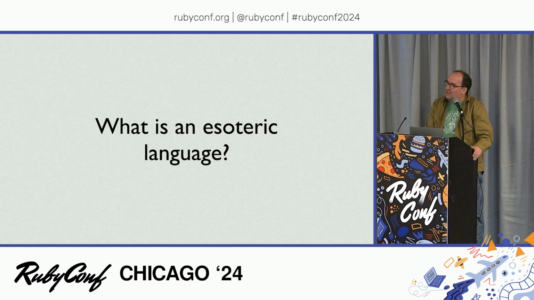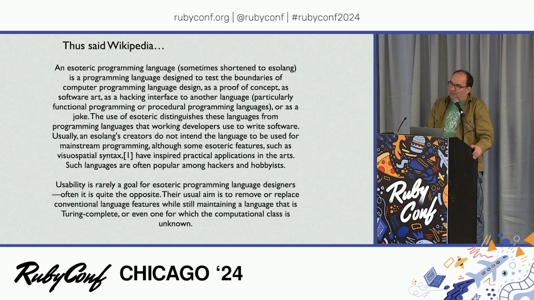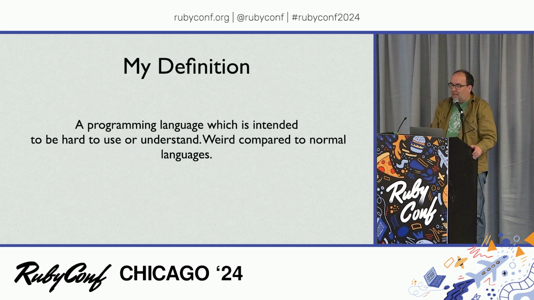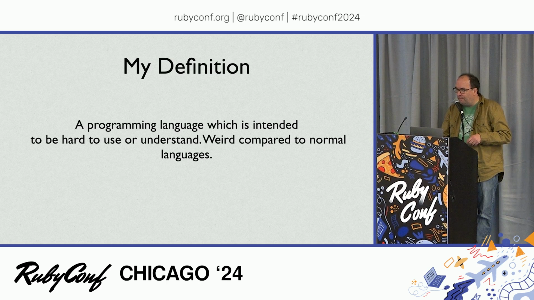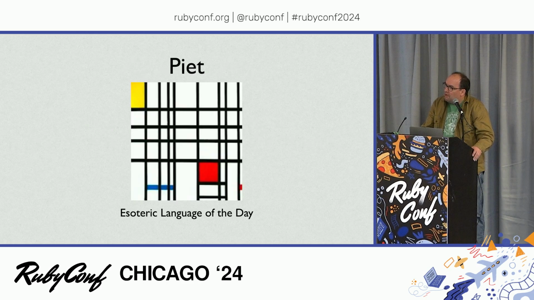All right, so what's an esoteric programming language? Wikipedia has a lot to say, but we're not going to read that. I'm going to break it down to two sentences. It's a programming language that's typically hard to use or understand, and you're going to consider the language weird in comparison to a traditional programming language. The language we're going to be looking at today is Piet.